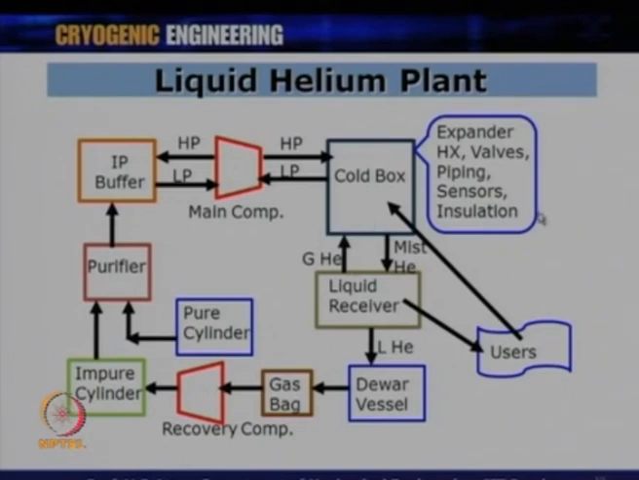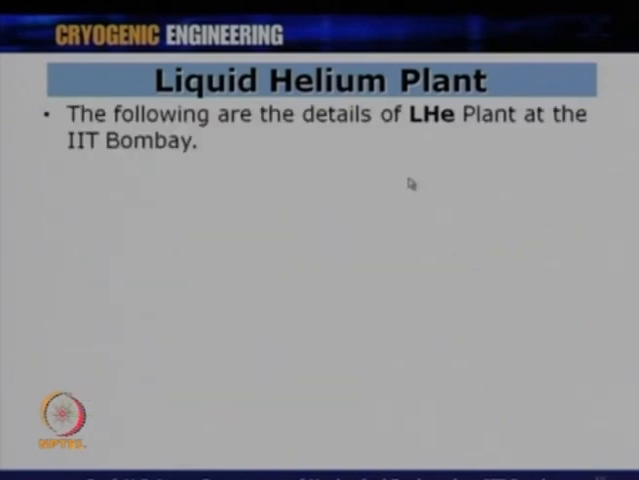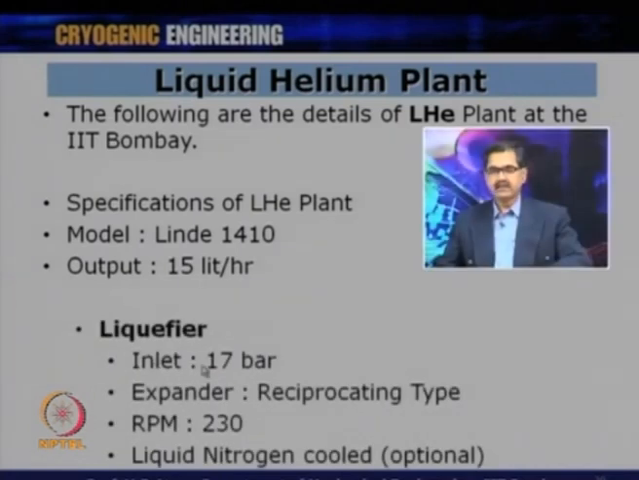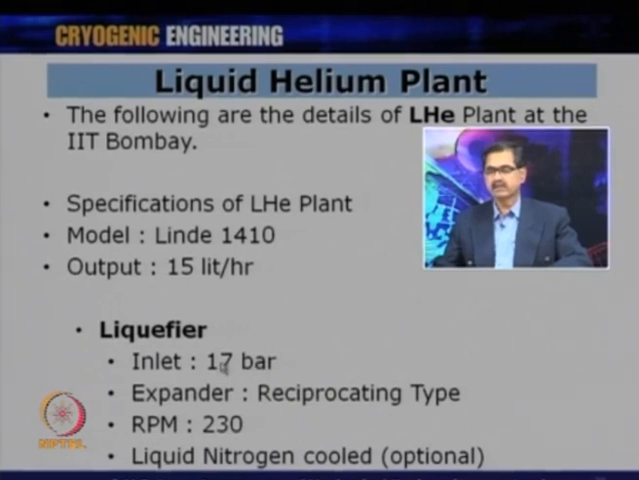Now, let us see a liquid helium plant and some specs associated with it. At IIT Bombay, we have a liquid helium plant, and this is basically a Linde 1410 machine, model number belonging to the Linde company. The output is 15 liters per hour. That means in 1 hour, it produces 15 liters of liquid helium. The liquefier inlet pressure is 17 bar, which is the inlet pressure to the heat exchanger. That means the gas gets compressed from almost 1 bar to 17 bar, and the expanders in this case are reciprocating type. They are not the rotary type, there is no turbo expander, because we are talking only about 15 liters per hour.